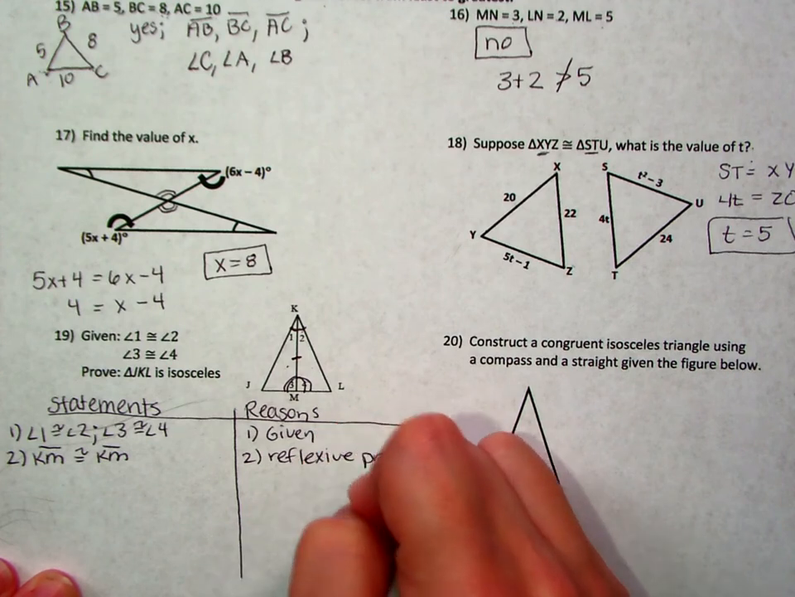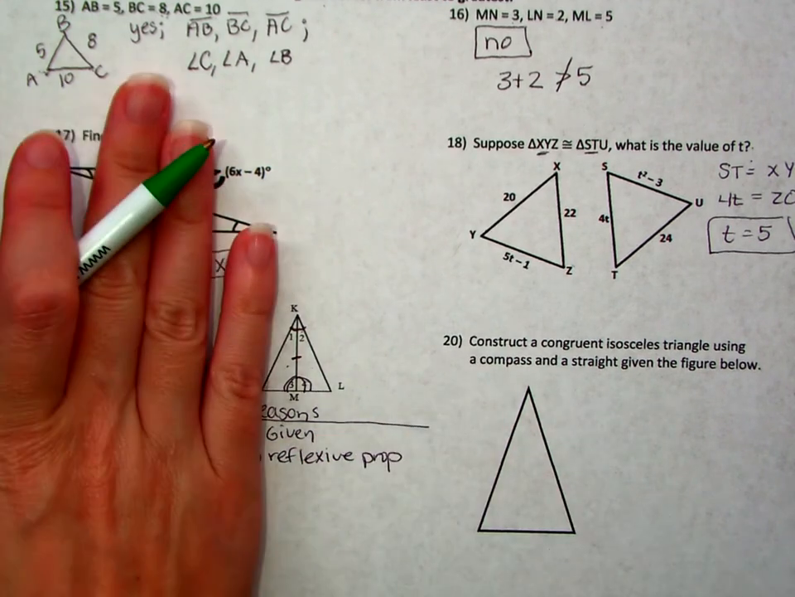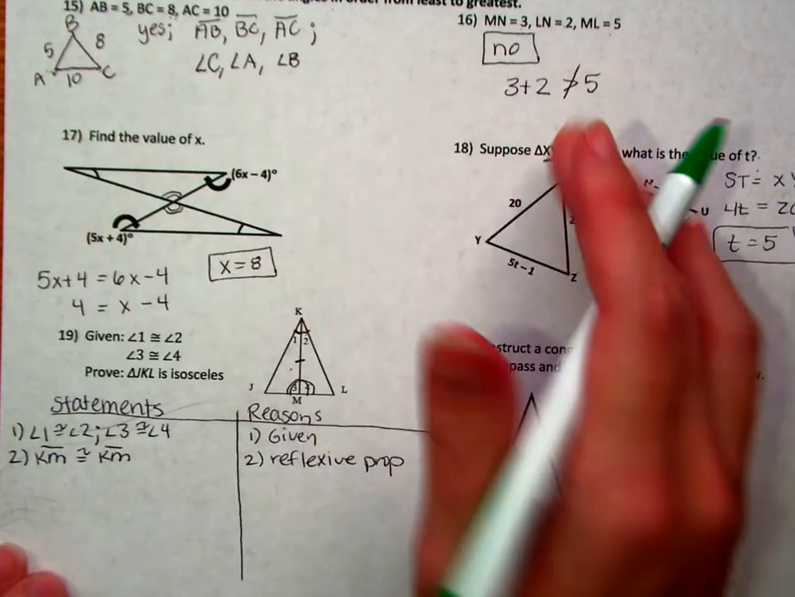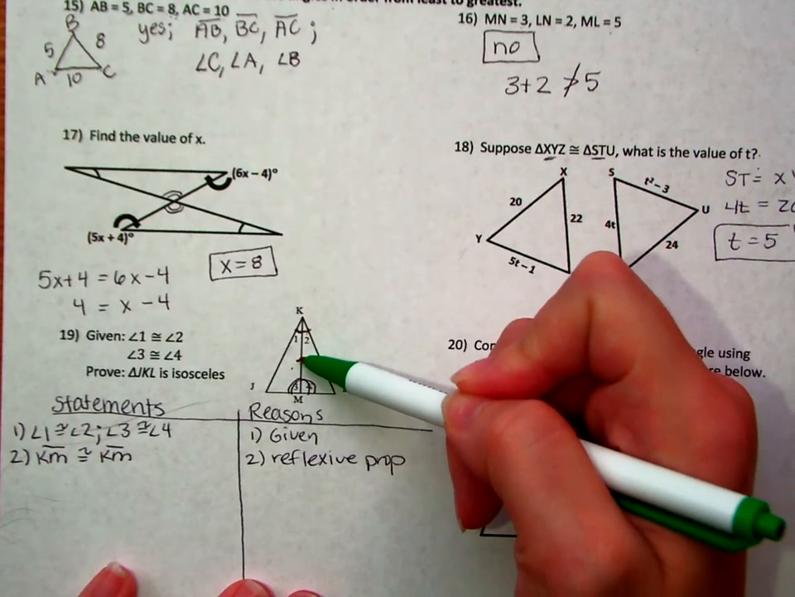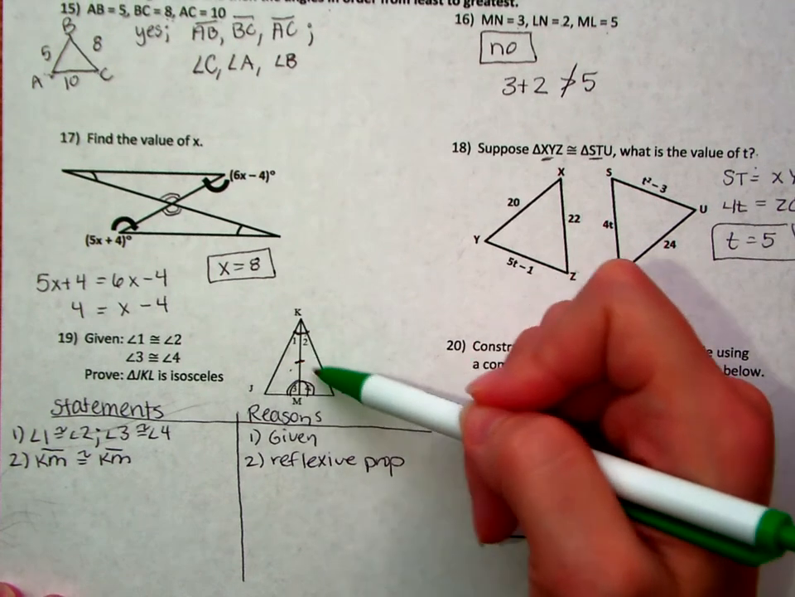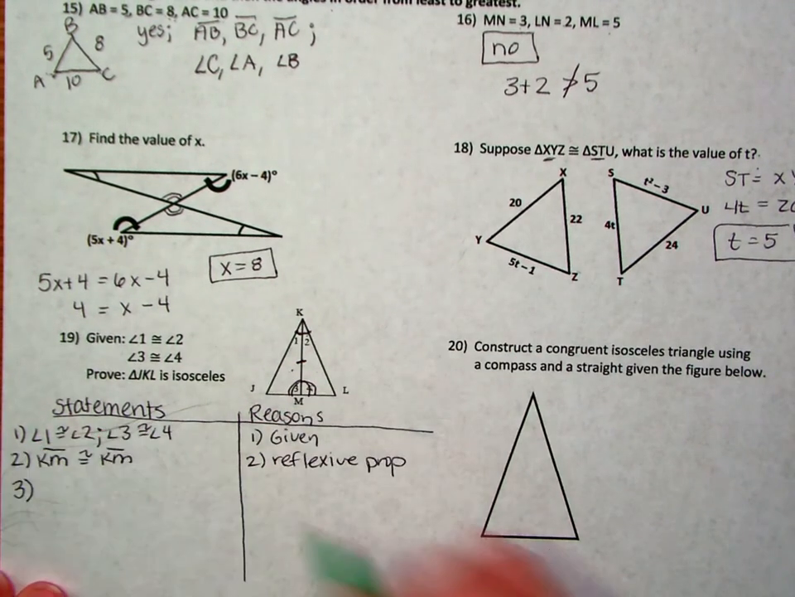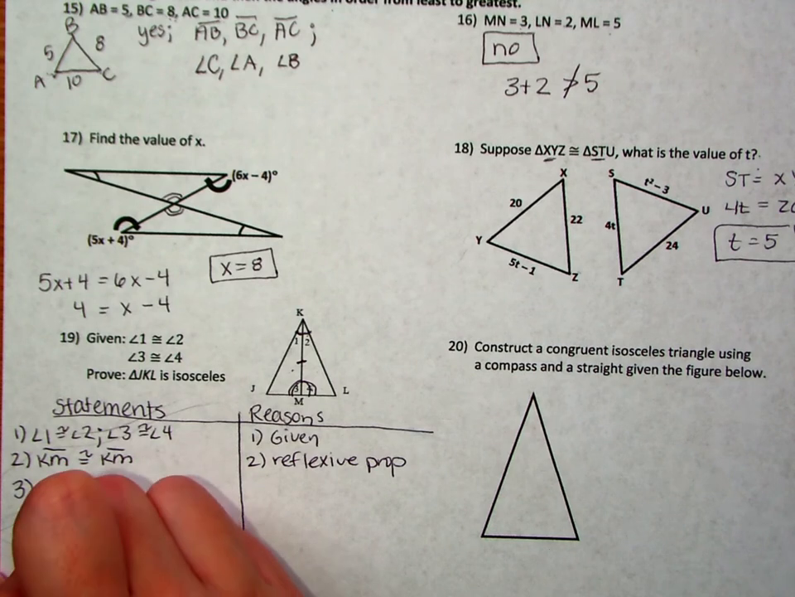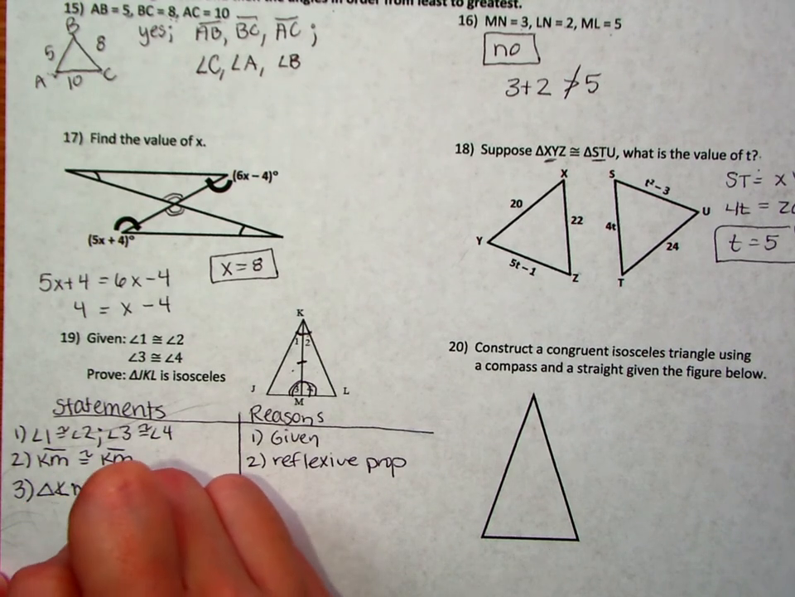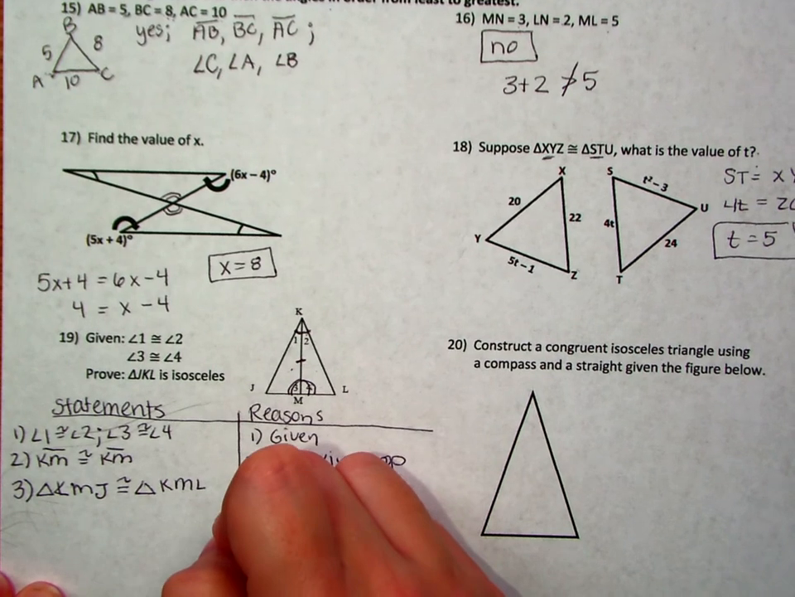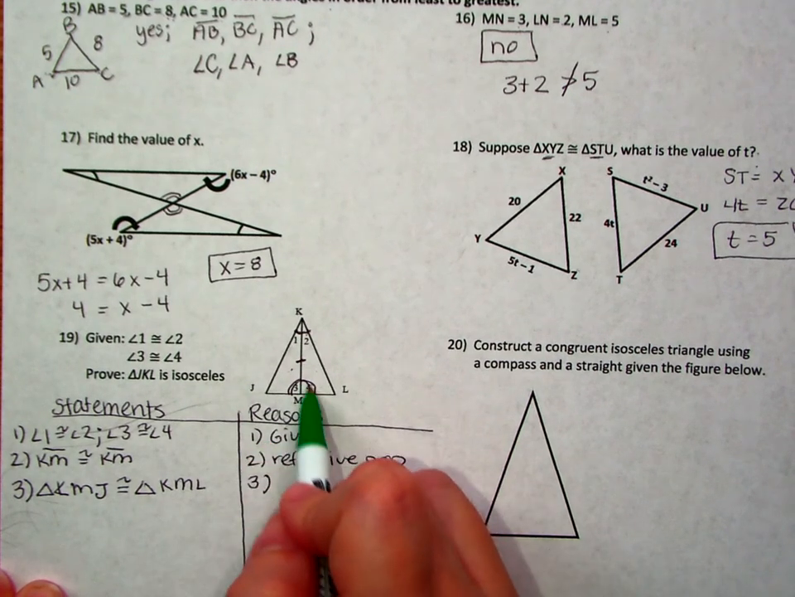Now that I've got the reflexive property, let's cover up this and look at one triangle. When we cover this up, what I see is that we've got an angle, a side that's in the middle, and an angle, which is enough information to prove that these two triangles are congruent. So number 3, I'd want to say triangle KMJ is congruent to triangle KML. Why? Because of angle side angle.